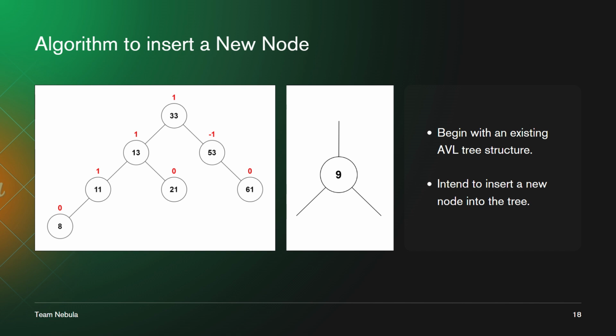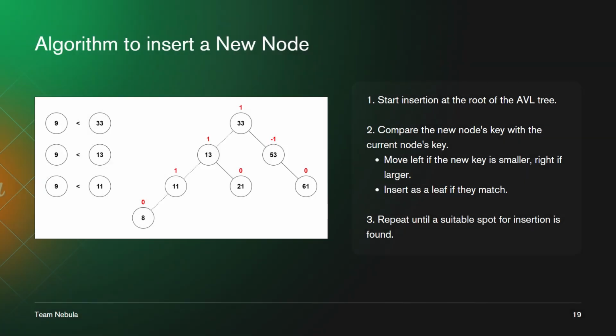Alright, let's break down the algorithm for inserting a new node into an AVL tree step by step. Initially, you have the AVL tree and you want to insert a new node into it. You start at the root of the tree. You compare the key of the new node, let's call it new key, with the key of the current node, let's call it root key.